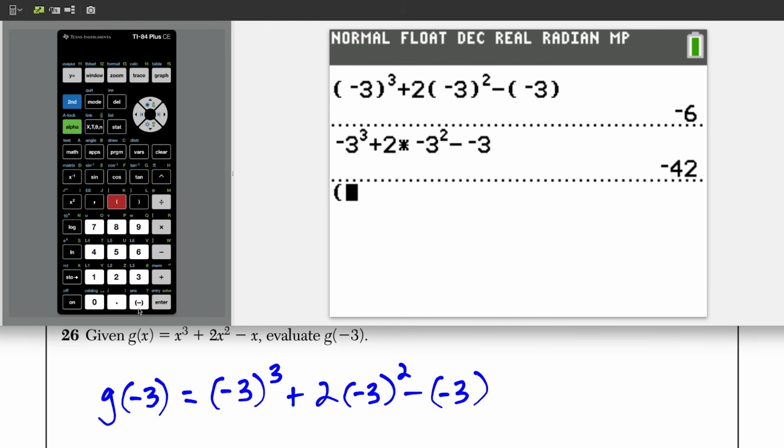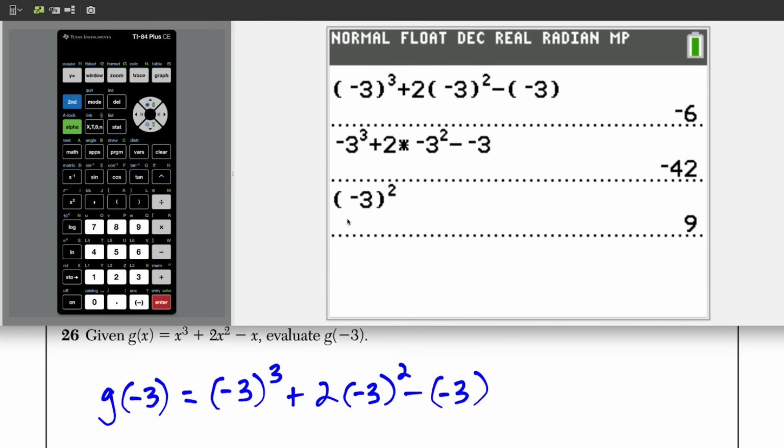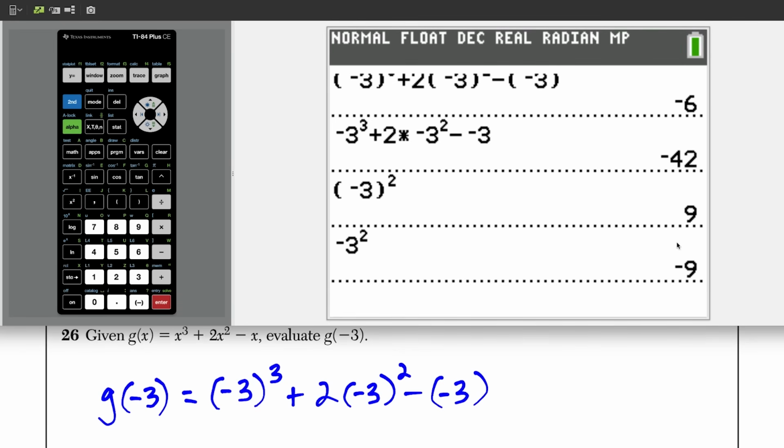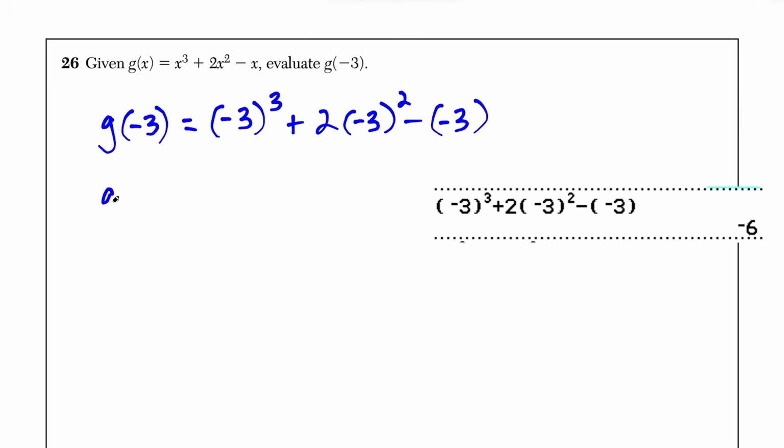The reason being, if you write -3 squared like this with parentheses, the calculator reads this as -3 times -3 is 9. When you write it without parentheses, the calculator reads this as -1 times 3 to the second power, and your answer comes out negative. So that's why I show parentheses here, and that's exactly how I type it into the calculator. So now we'll just write our final result. g of -3, this whole expression simplifies to -6.